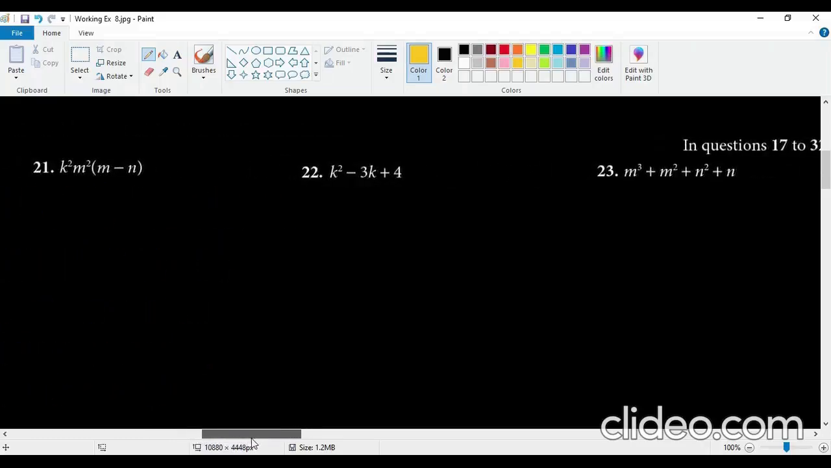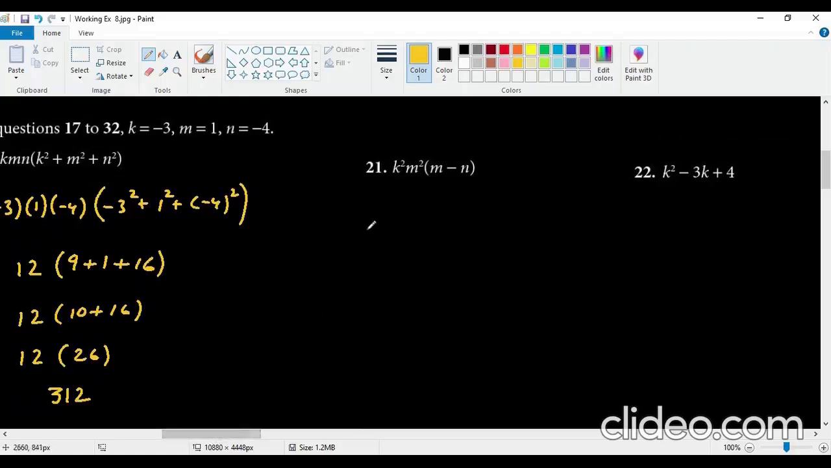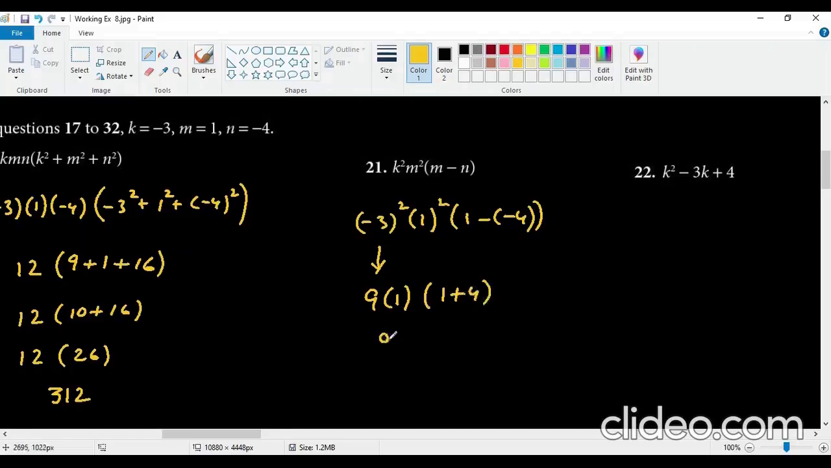Moving on to the next, the value of k is going to be negative 3 square. Value of m is a 1 square. Value of m is a 1 minus n value, which is negative 4. And for this, the value is going to give you a 9 times 1, and 1 plus 4 is going to give you a 5. So 9 times 5 is going to give you 45 as an answer.